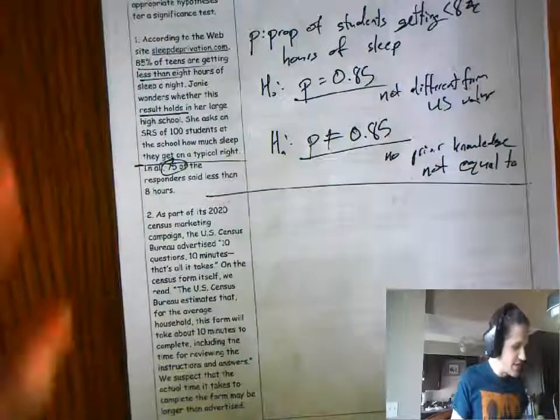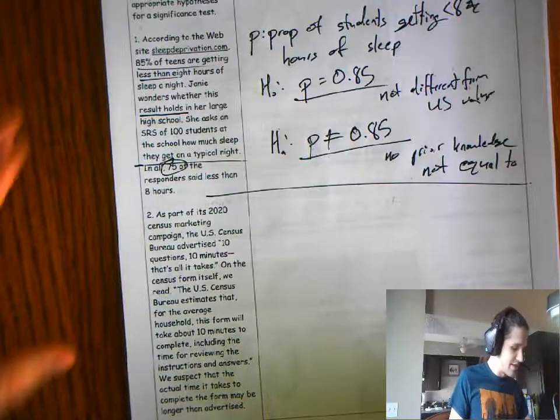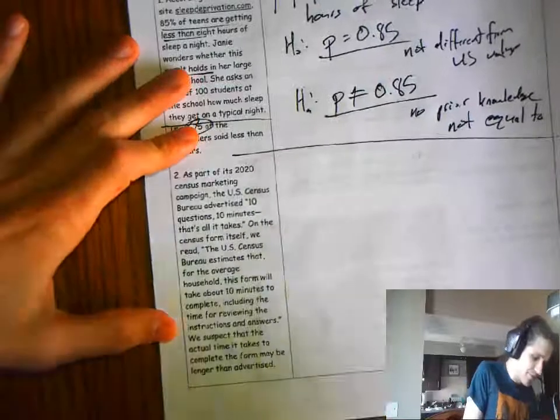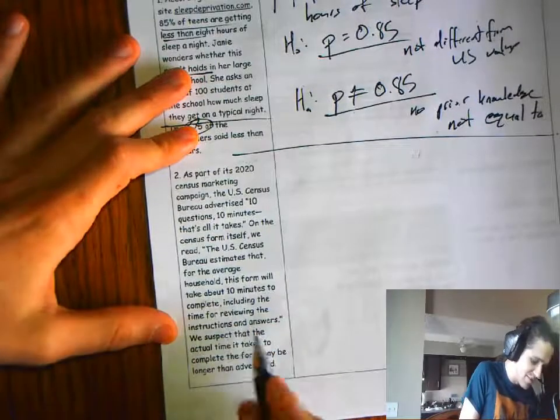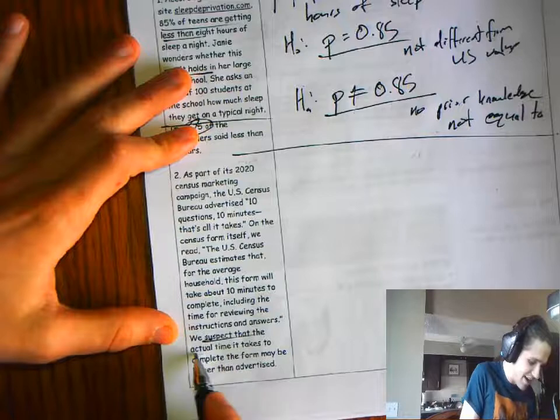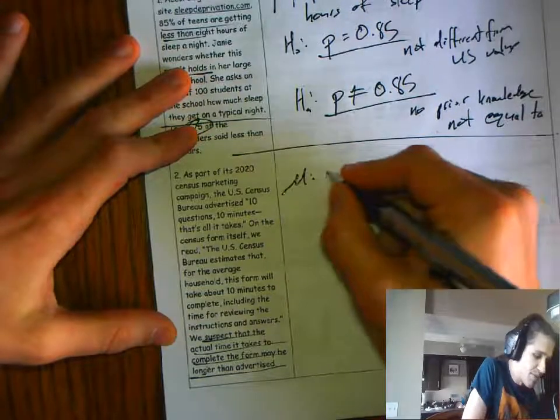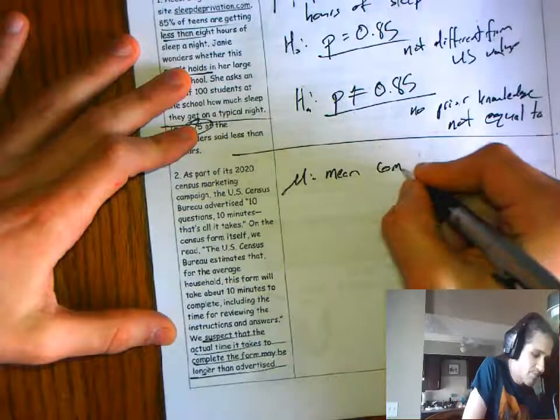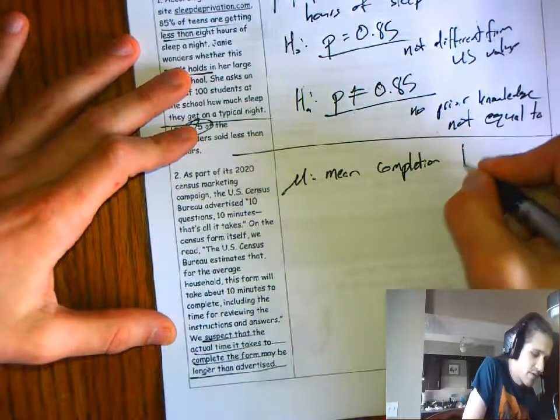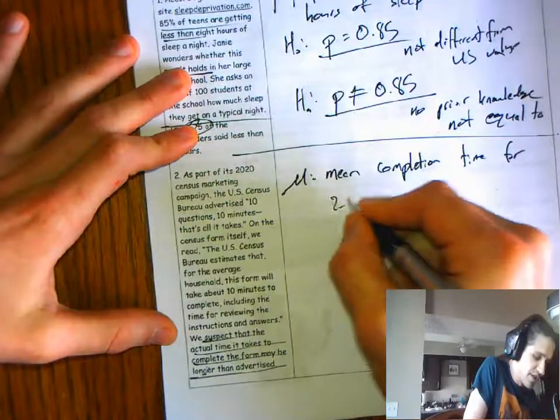As part of the 2020 census, 10 minutes, 10 questions, that's all it takes. On average, this form will take about 10 minutes to complete. We suspect that the actual time it takes to complete the form may be longer than advertised. So mu might be the mean completion time for your 2020 census.